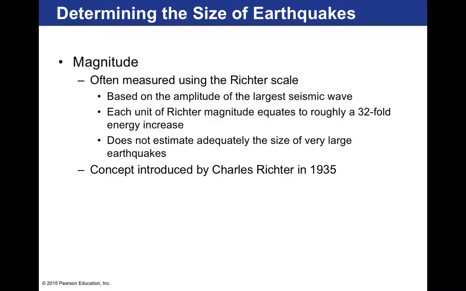The scale that you're probably more familiar with is the Richter scale, and this is based on just the amplitude, so how up and down a P or S wave gets. It's based on the amplitude of the largest seismic wave that's recorded. Each unit of this scale measures roughly a 32-fold, so 32 times, energy increase every time you go up each unit of this scale. This doesn't estimate the size of very large earthquakes, but it's a good indicator of how damaging an earthquake is going to be, and this was introduced in 1935.